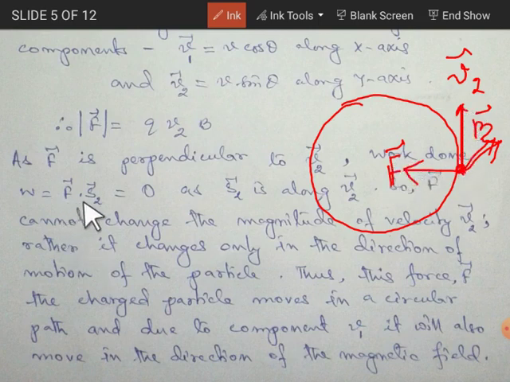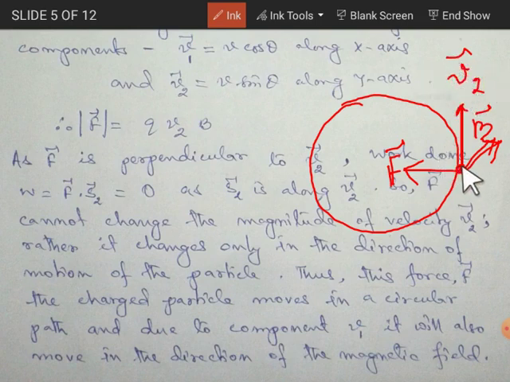Work done is F into S2. Suppose S2 is along this. Then force dot displacement vector will be equal to 0, because the force is perpendicular to that displacement, so the dot product is 0. So there will not be any change in the magnitude of V2. If the force were acting along V2, then the magnitude of V2 may increase. If it were acting opposite to the direction of velocity V2, then the magnitude of velocity V2 may decrease.